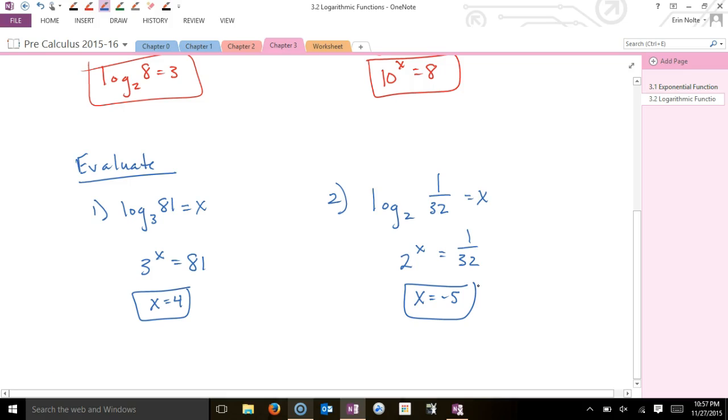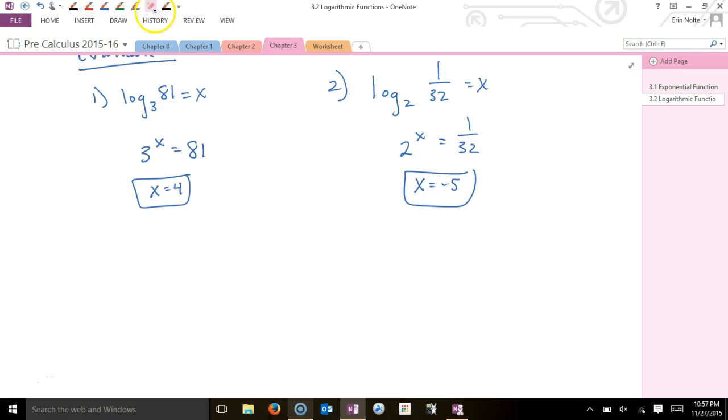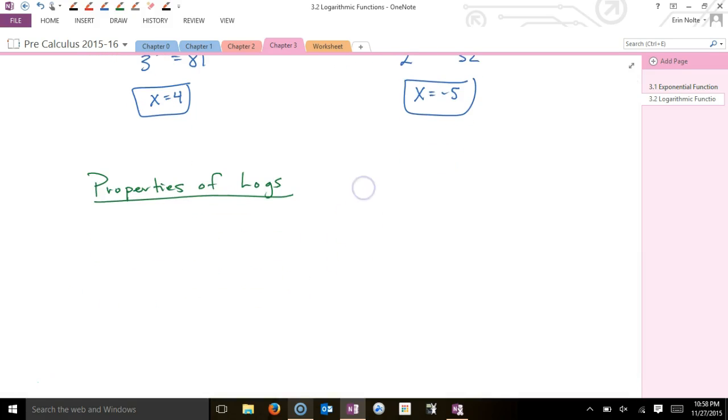Should I keep going with these? You guys got this? Okay. All right, so the second part of this is knowing logarithmic properties. These properties are, I would say, not necessarily necessary for you to know. If you know them, it makes your life easier. But you kind of go, oh yeah, I know that.